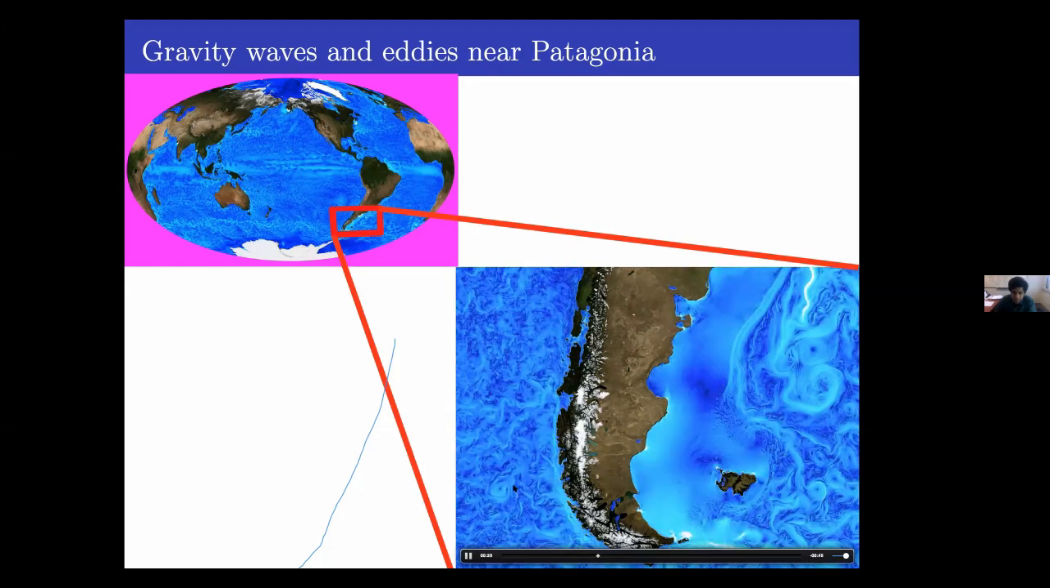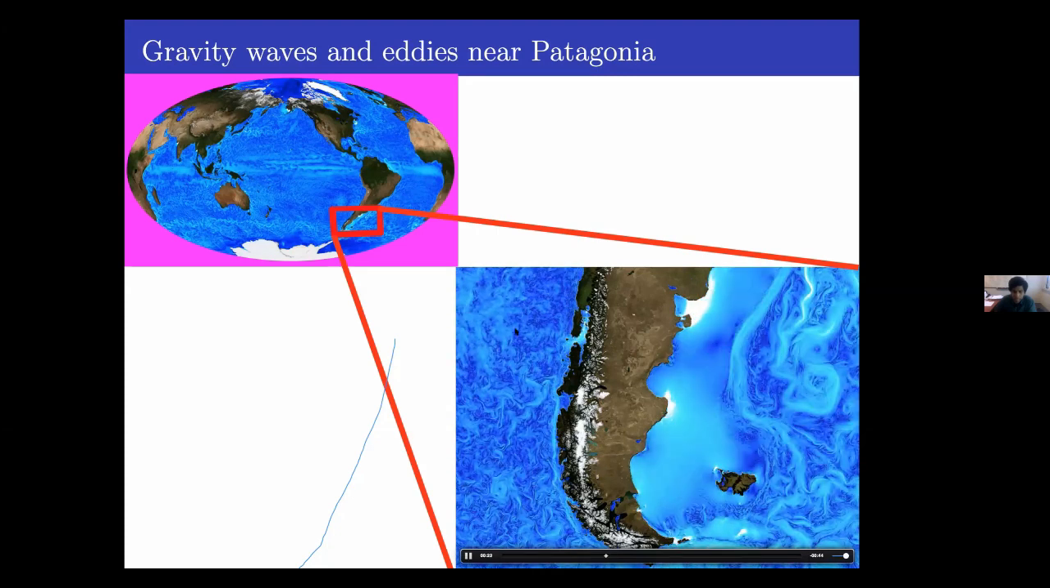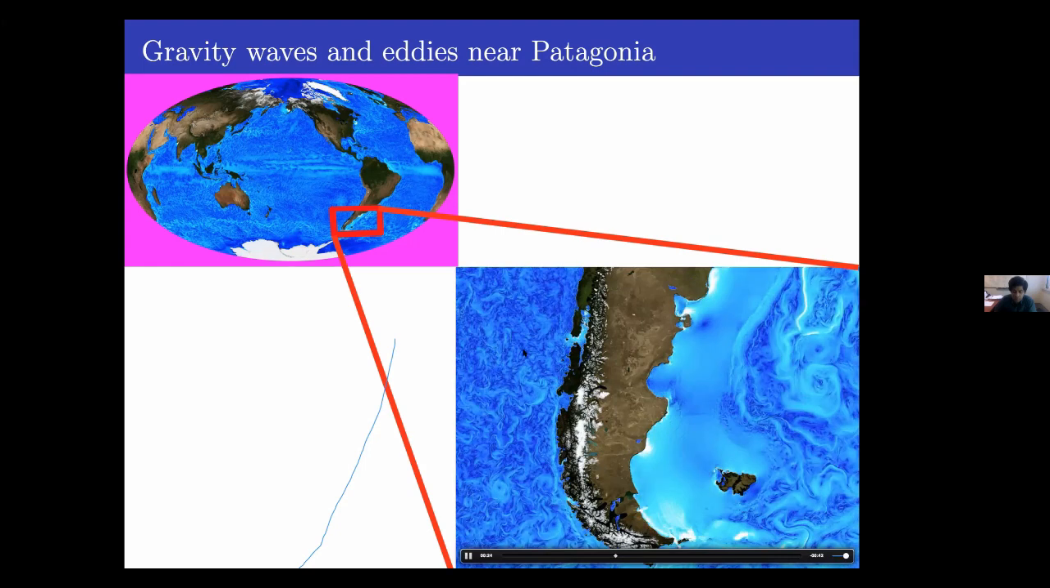And here again, you can see these vortices and fast fluctuations.